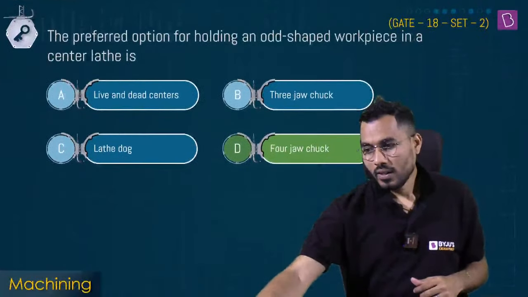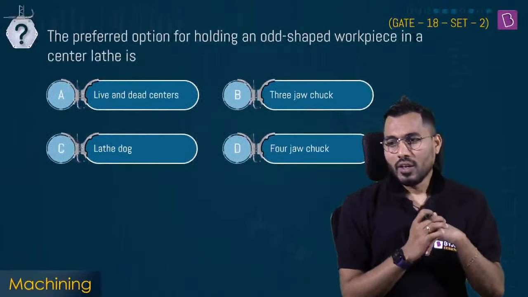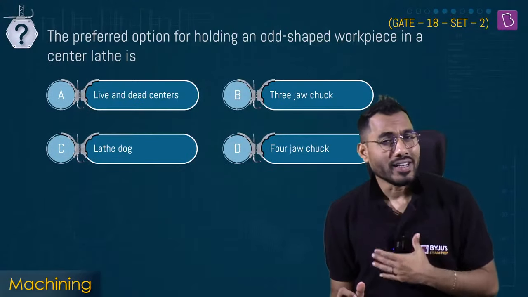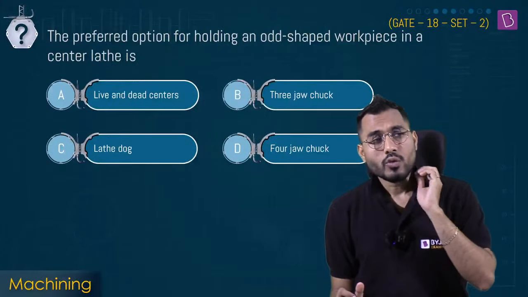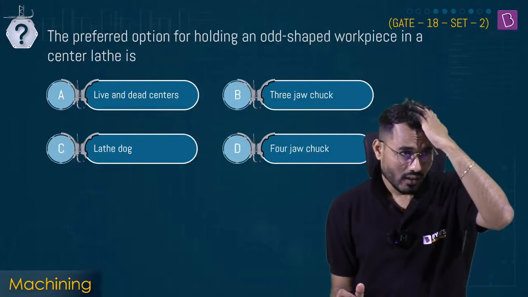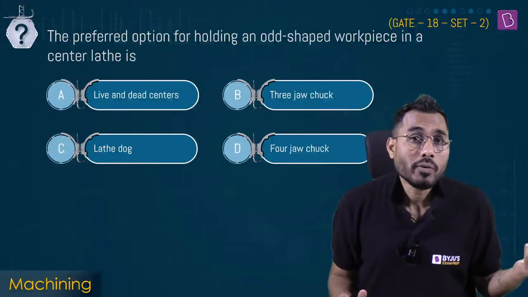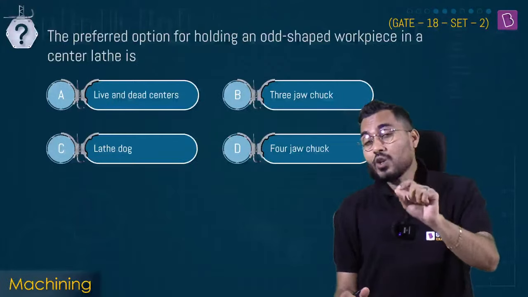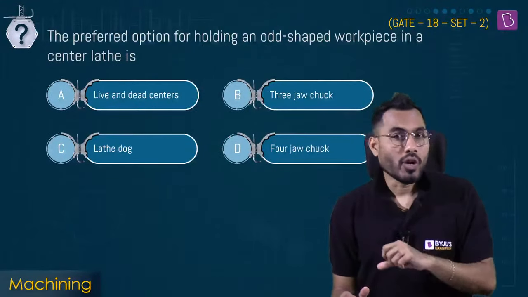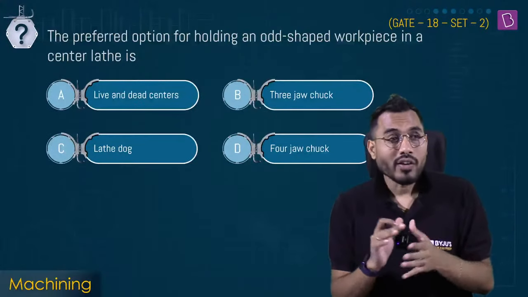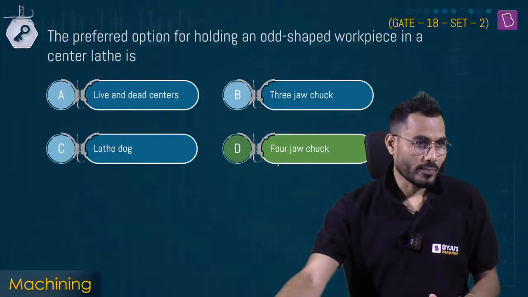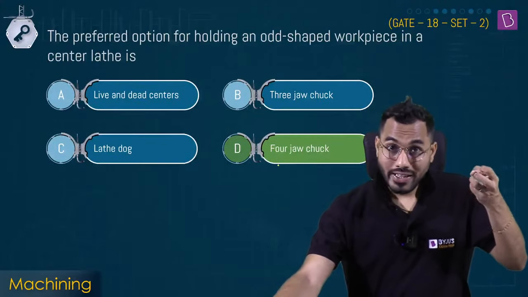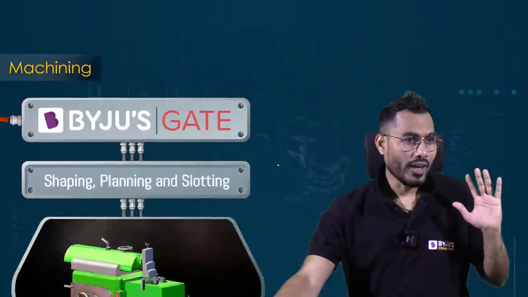Next question. The preferred option for holding an odd shape of a workpiece: how will this odd shape of workpiece be held in the lathe machining operation, whether you use a live and dead center, 3-jaw chuck, a lathe dog or 4-jaw chuck. For holding the workpiece, a chuck is utilized. But we know that a 3-jaw chuck is basically utilized for holding cylindrical or symmetrical workpieces. Whenever there is an odd shape of workpiece that we want to hold, we have to utilize the 4-jaw chuck. So irregular, odd shaped bodies held in machining operations need the 4-jaw chuck. Absolutely correct.